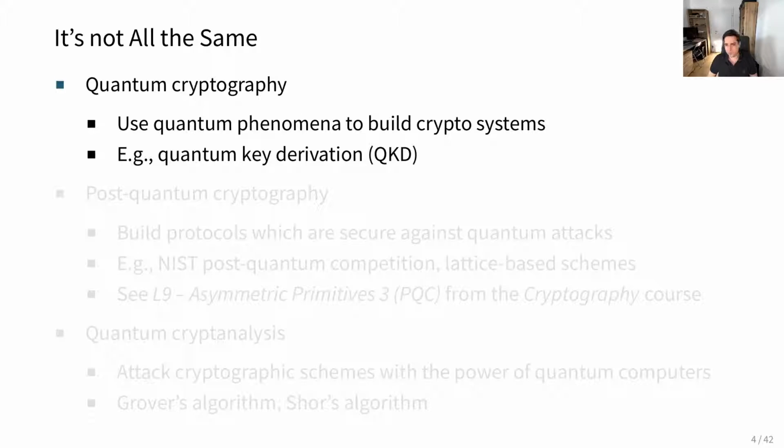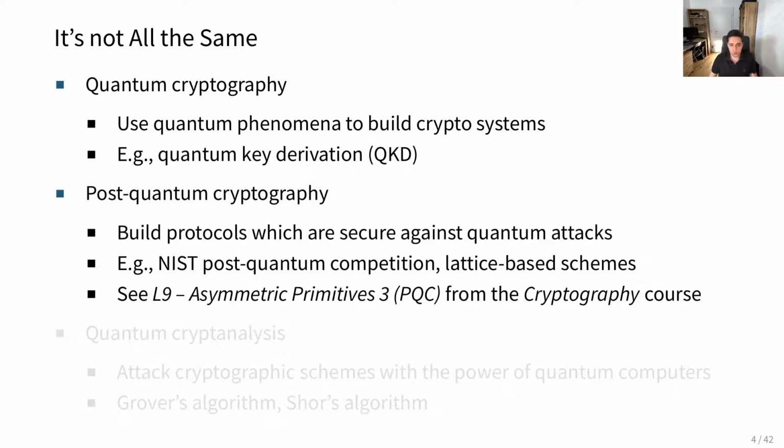So usually when we talk about quantum cryptography, we mean that we try to use quantum phenomena in order to build crypto systems. One example is quantum key derivation, for instance. On the other hand, if we talk about post-quantum cryptography, we usually mean protocols which are secure against quantum attacks, but which do not necessarily use quantum phenomena themselves.